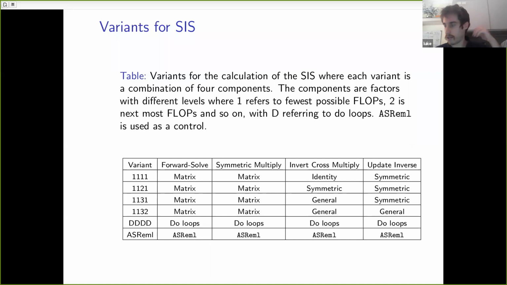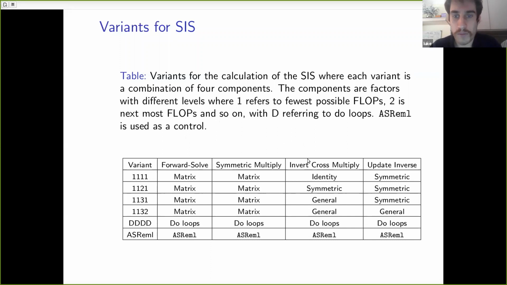For the SIS, we can go through the variants as well. In this case, rather than referring to whether LAPACK or matrix or vector, etc., algebra is used, we exploit different levels of symmetry in each variant. So a lower number means more symmetry.